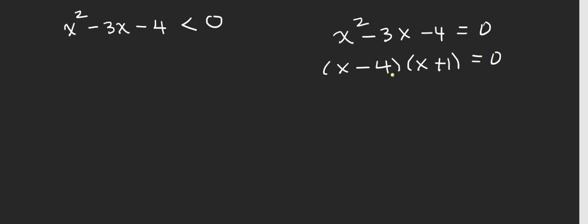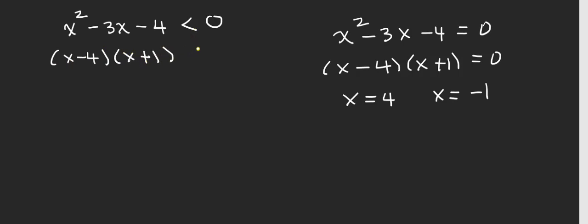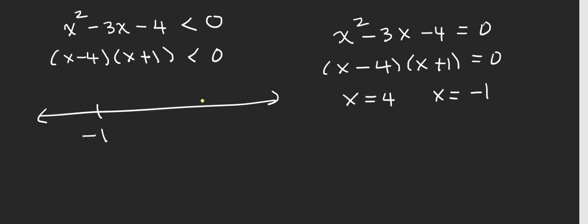Now make sure you double check by multiplying it out. So you end up getting x equals 4, x equals negative 1. Okay, this is (x minus 4)(x plus 1). It has to be less than 0. Now let's draw a line, and let's put negative 1 and 4. Make sure this goes in order, smaller to larger.